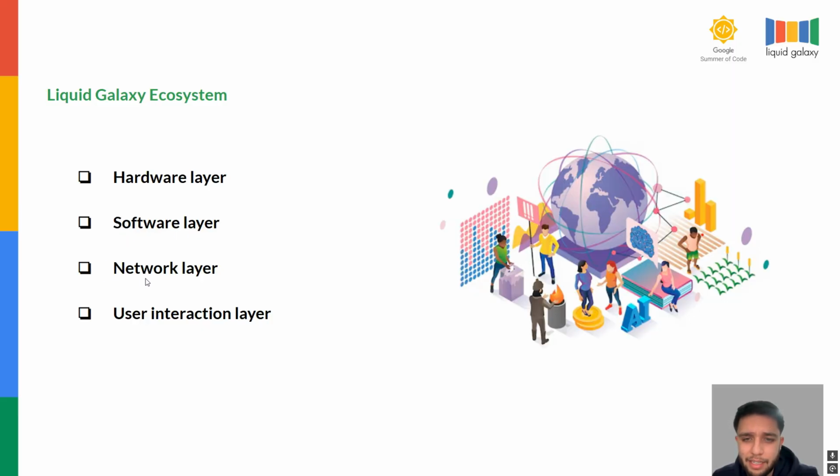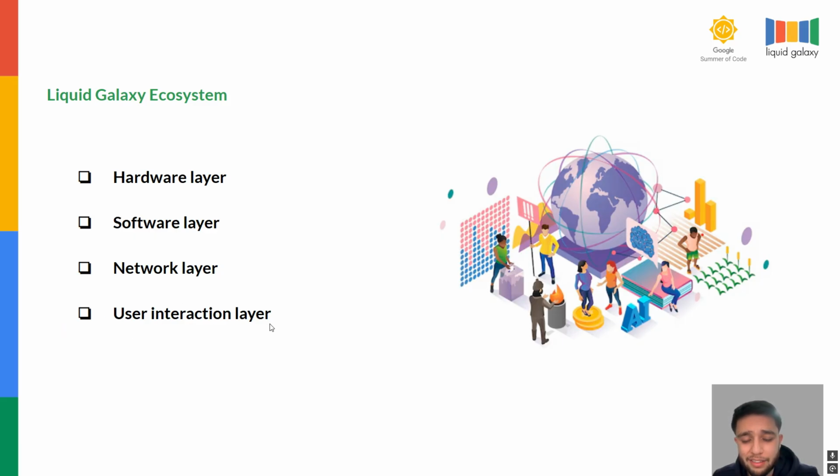So then we have our network layer. This layer connects all the systems using a local network. It ensures all the screens communicate properly with each other in real time. So when one screen changes, the other screens update instantly without any lag.